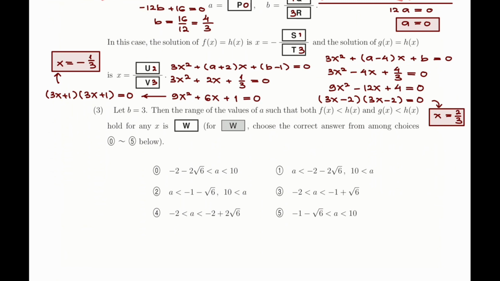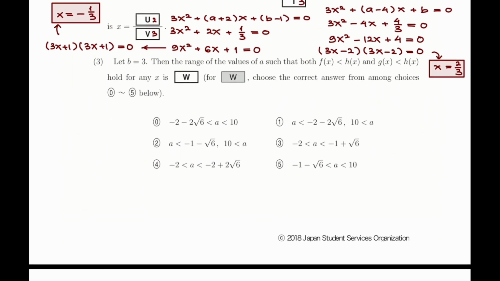And then for the last question, let b equal 3. Then the range of values of a such that both f less than h and g less than h hold for any x is blah blah blah. We need to choose the answer from these choices. You can see here, they tell us that f is less than h. Don't forget f and h are both quadratic equations, as you can see here.